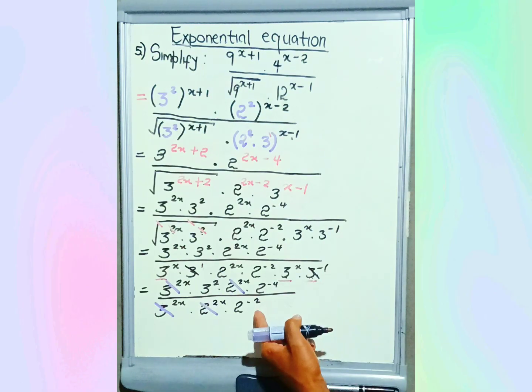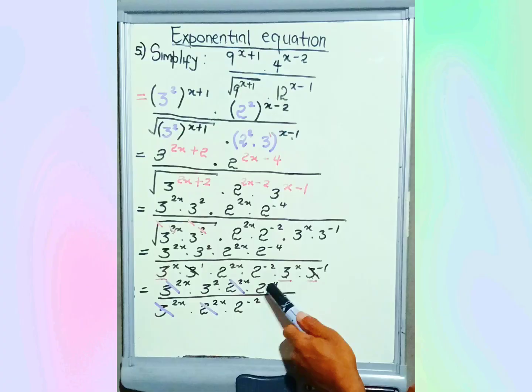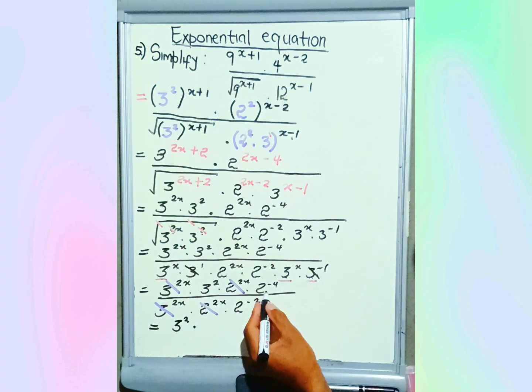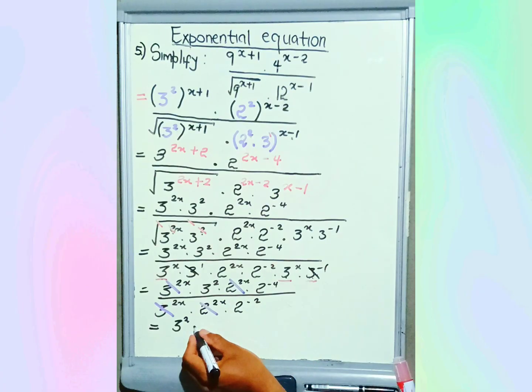Then here, what is going to happen? This is not the same, but we're going to use the quotient rule. Remember, the quotient rule says that if you divide the same bases, you take one base and subtract the exponents, okay? Then let's go. Therefore, now we're going to be left with 3 raised to 2 times on the numerator.